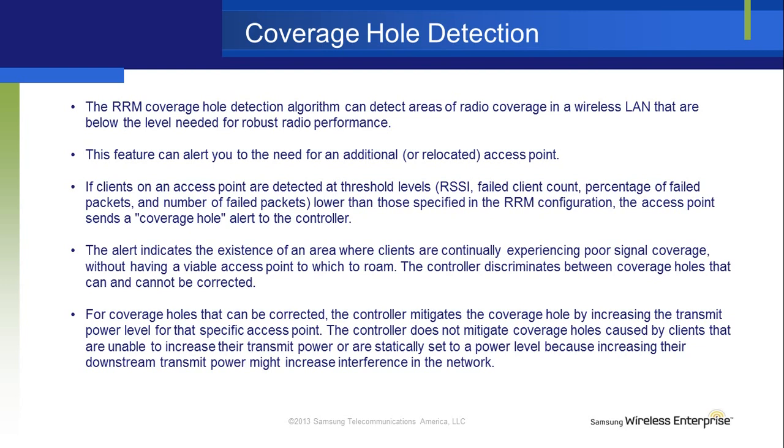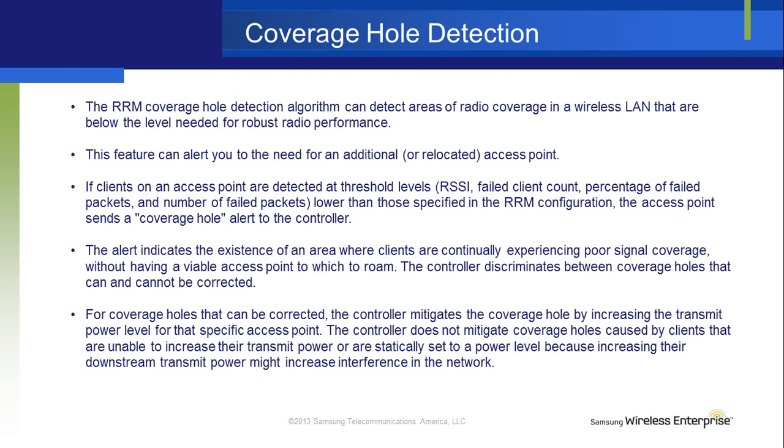Again, it alerts you of a need for an additional AP. If clients and access points are detected at threshold level, we look at the RSSI of the client on a particular access point, the failed client count, the percentage of failed packets, and the percentage of failed clients. If they are lower than those specified, then the access point sends a coverage hole alert to the controller. So we know that there is a particular area which needs to be looked at. The alert indicates the existence of an area where clients are continually experiencing poor signal coverage without having a viable access point to roam to.